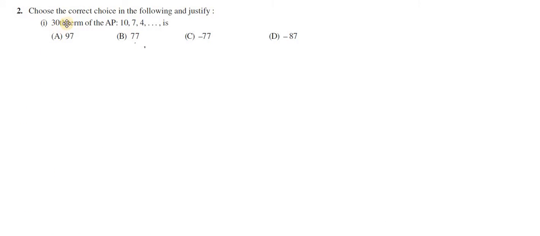So next problem, choose the correct choice in the following and justify. They gave the AP 10, 7, 4, and so on. We need to find out what the 30th term is. So therefore we know that, here if we take this is 10, this is 7, this is 4. So here A1 is equal to 10, and A2 is equal to 7. A3 is equal to 4. So now we have to find the 30th term.